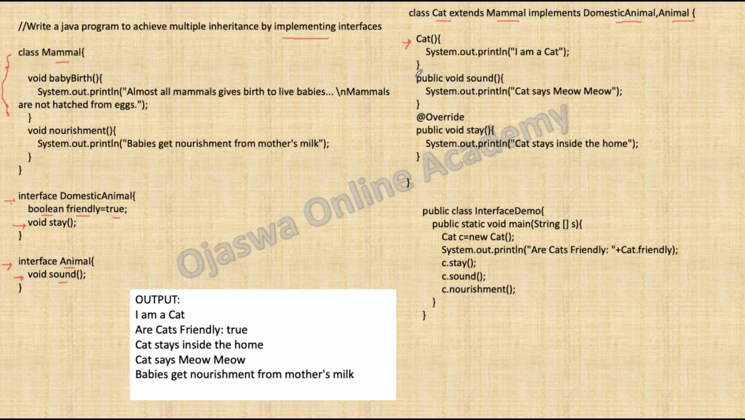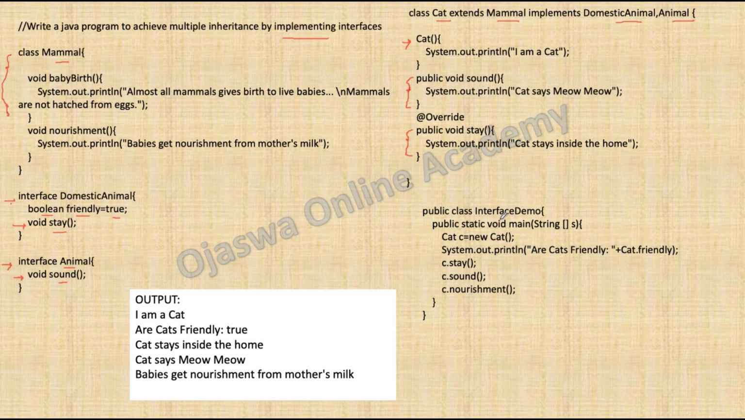Subclass has to implement all the abstract methods inherited. Now there is one abstract method stay in DomesticAnimal and one abstract method sound in Animal. So both these abstract methods are inherited inside Cat class. Here we are providing implementation for abstract method sound. While providing implementation, you should not use the word abstract. Follow the signature public void sound and provide the code. Then we are providing implementation for abstract method stay that is inherited from interface DomesticAnimal.